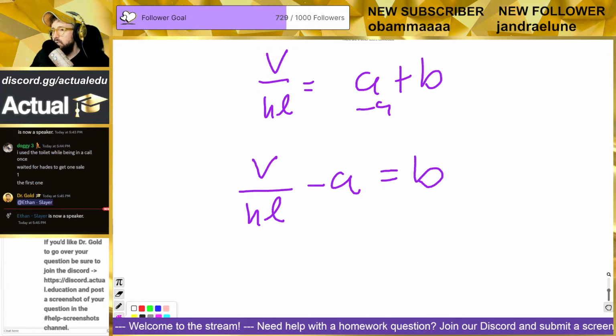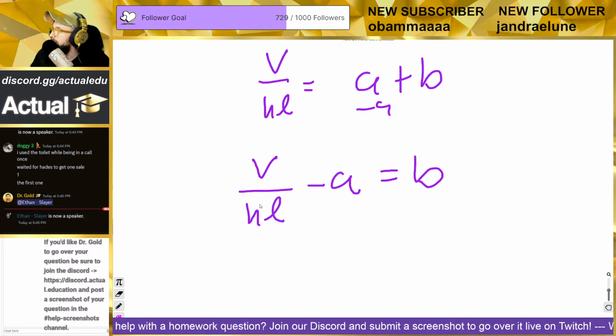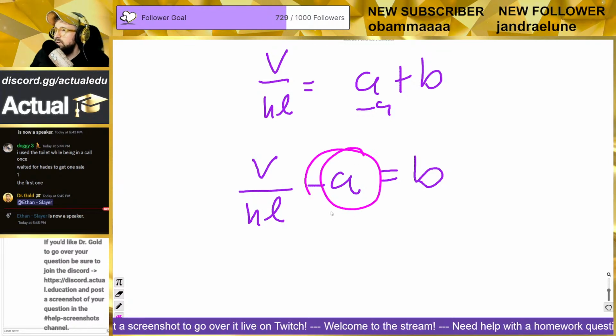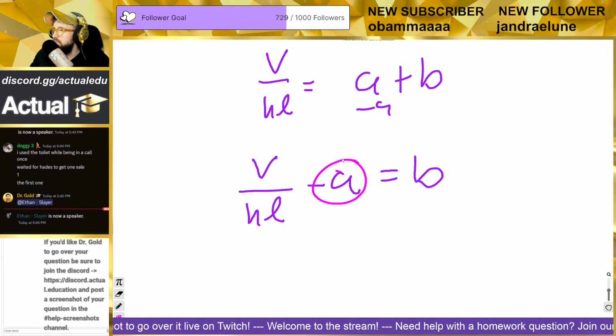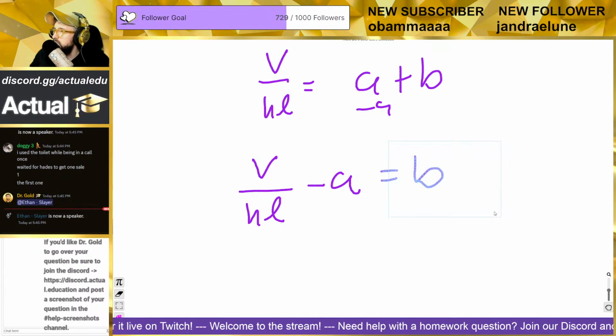Now, technically we are done. We did solve for b here, but your teacher wants you to make this look nicer. They want it to look like it's one fraction. How would I do that? But wouldn't it be something like V over AHL? Close. Okay. So what you want to do here, Ethan, is let's rewrite this as a fraction. How can I write a as a fraction?